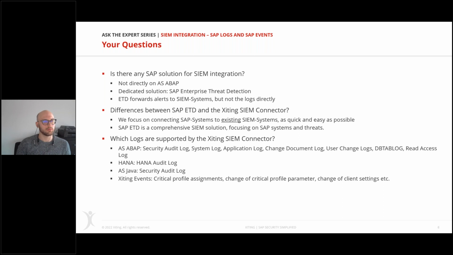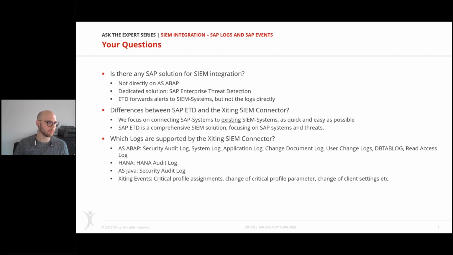Now, another question which is often asked is, which logs do we support in our own solution? Yeah, we can do this quickly. We support all that is on the slide right here. So in the ABAP world, we support the security audit log, system log, application log, change document log, and different change logs like table change logs and user change logs, and of course the read access log, which is a very, very customizable log on the application server ABAP.